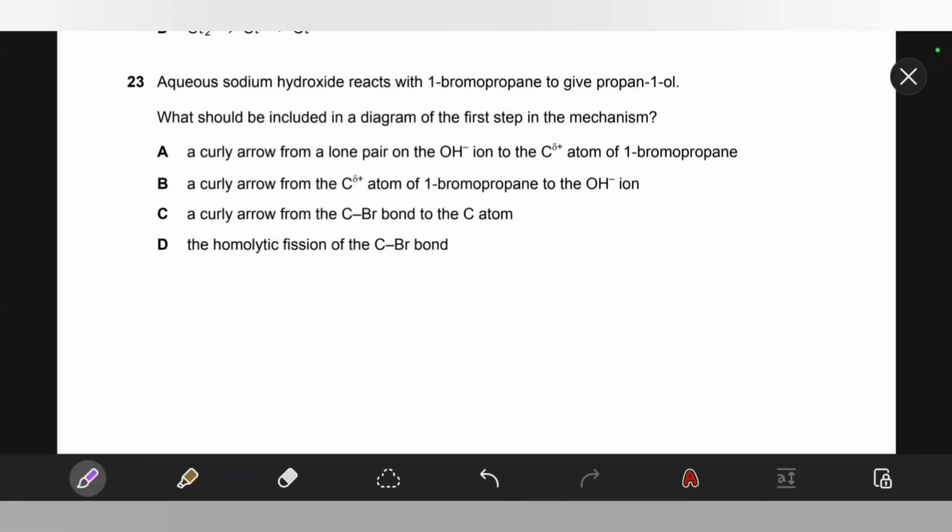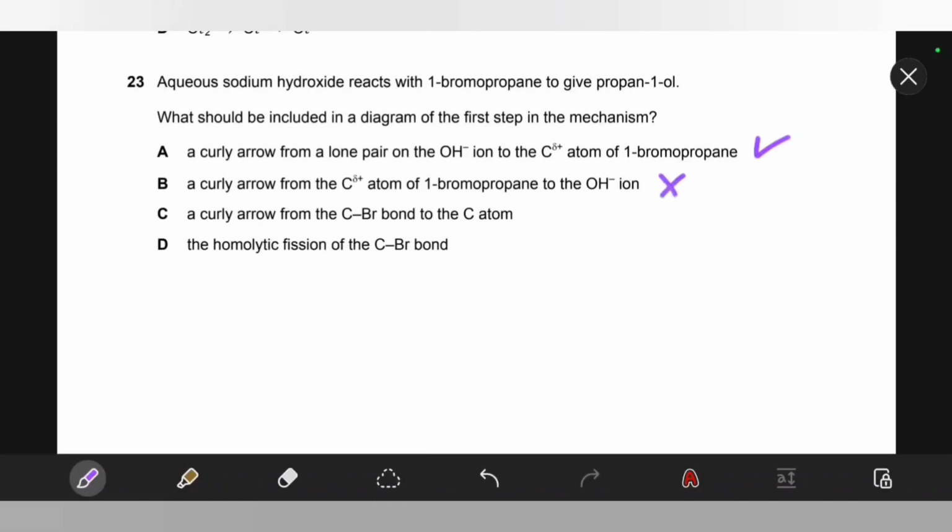Moving on, aqueous sodium hydroxide reacts with 1-bromopropane to give propan-1-ol. What should be included in a diagram of the first step in the mechanism? A curly arrow from a lone pair on the hydroxide ion to the partial positive carbon atom of 1-bromopropane. That's right.